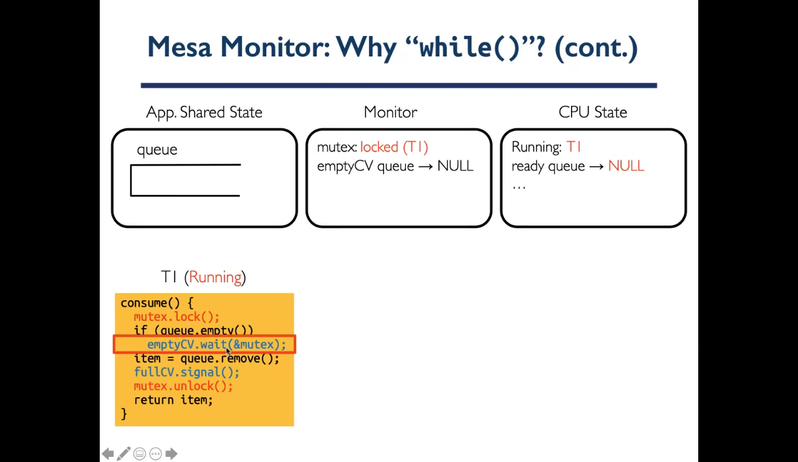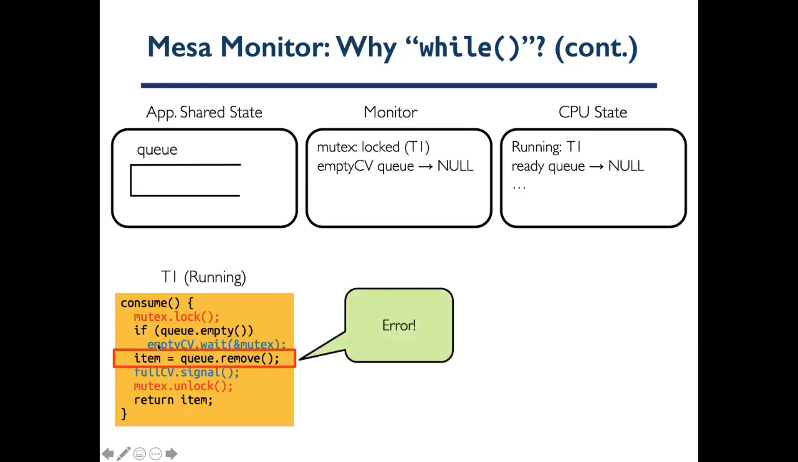T1 here at this point acquires the lock, so the mutex is locked. But it's going to continue. So the moment it gets out of this wait, after it acquires the lock, it assumes that the queue is no longer empty. It's not going to check again because I don't have the while. So here comes the error. So now I get an error. And that is the exact reason why you should always use while here.